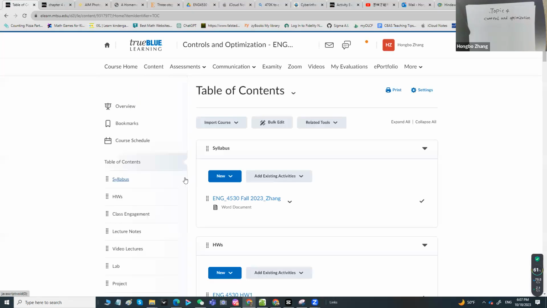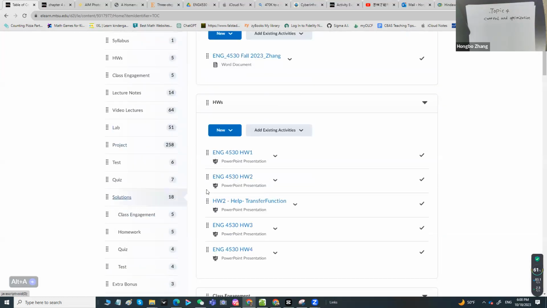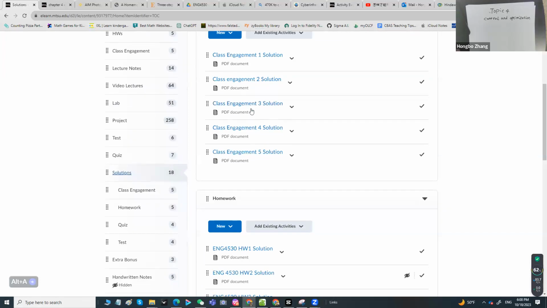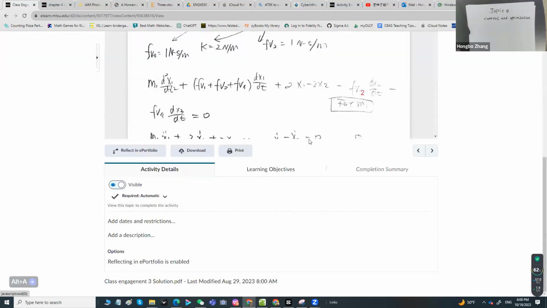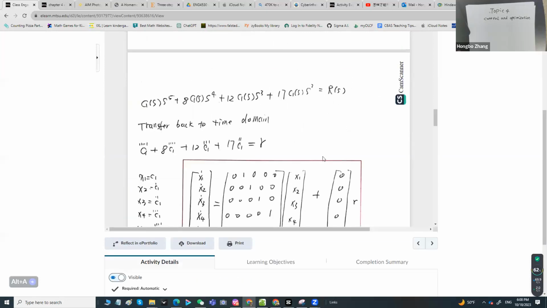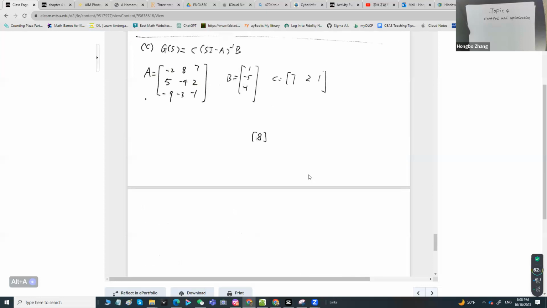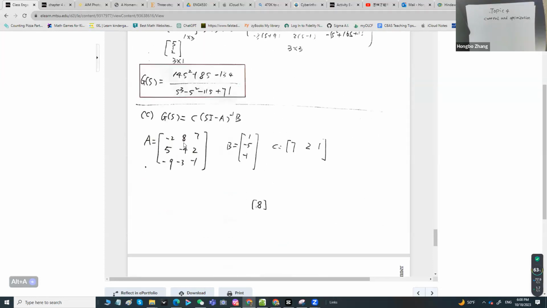But again, in the test, I will not ask you to translate a 5x5 matrix to a transfer function. That's probably too hard, I don't think we want to do that. But as practice, you still want to do that. Let's look at class engagement 3. The solution is here. You go to all the examples here. You see this example, the solutions are here. Please go through it. I don't think it's hard, right?